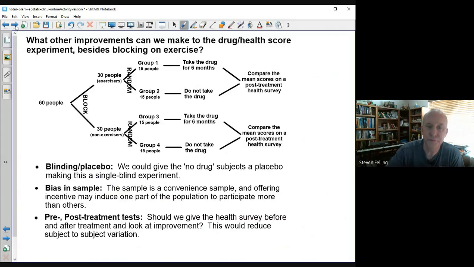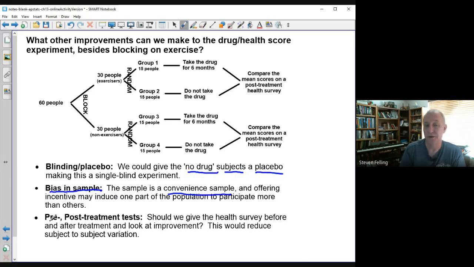All right. And then, okay, so what other improvements could we make in our drug health score experiment besides just blocking on exercise? Well, we could have given the no drug subjects a placebo, given them a fake pill, okay? If there was any sort of bias in the sample, we just took our sample at a single park and library. That's a convenient sample, and that means that that may not be very representative. So we might want to do something like randomly call households from throughout an entire city that's representative of cities in the United States, and do a much better job of getting a really good non-biased sample of people to use as subjects.